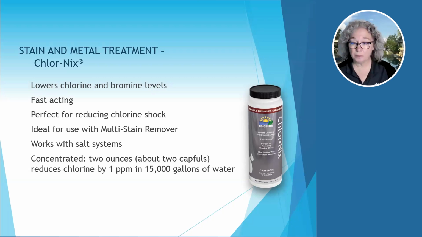And it's ideal for multi-stain remover because one of the things you need to do in multi-stain remover is lower your chlorine level to 0.5. It works efficiently with salt systems, tabs, and chlorine. So it'll reduce all of them. 2 ounces, 2 capfuls will reduce 1 part per million in a 15,000 gallon pool.